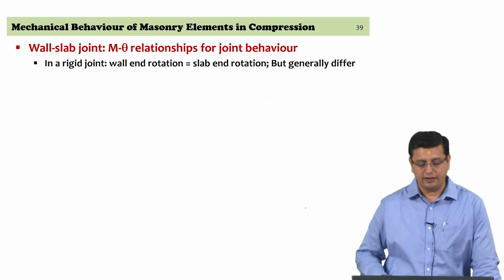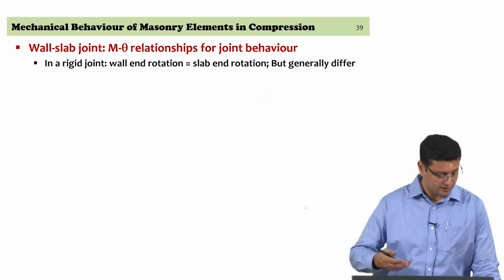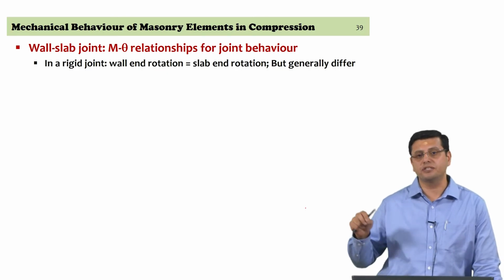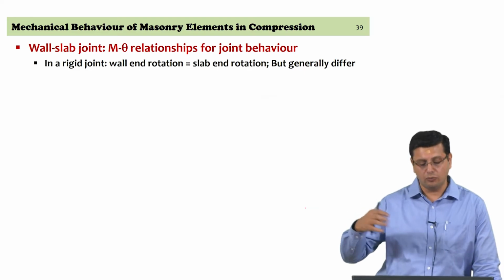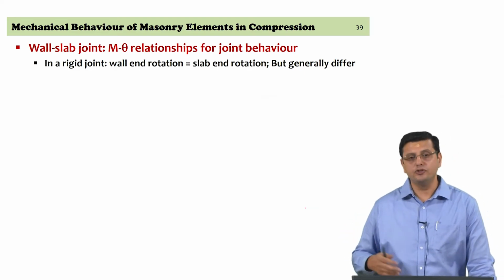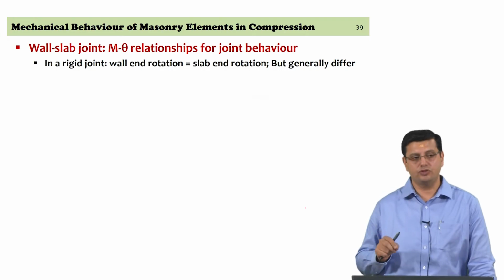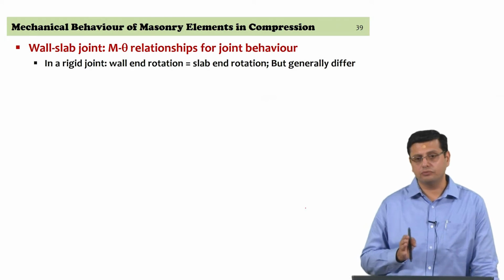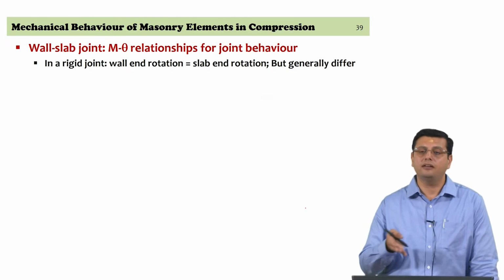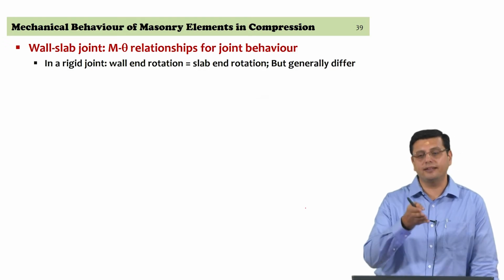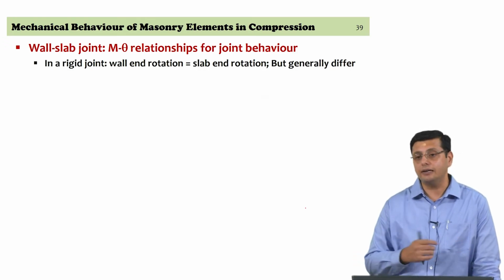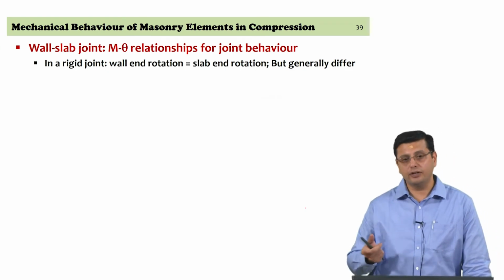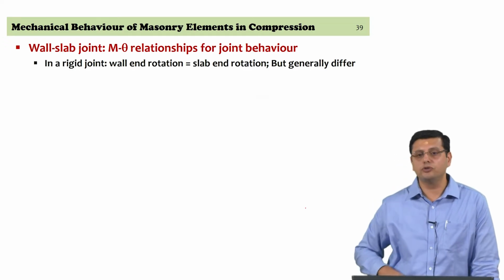This is an interesting work that has been done to arrive at moment rotation relationships for the joint behavior at the wall slab interface. If you are assuming that this wall slab interface is rigid, you are basically assuming that the wall's end rotation and the slab's end rotation are similar, but this is not going to be the case. You are looking at materials which are definitely of different stiffnesses, and these two values will not be the same.